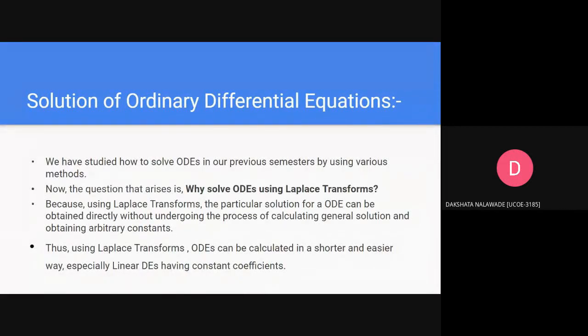I will try to provide a walkthrough of the formulae and steps required to solve an ordinary differential equation using Laplace transformation.